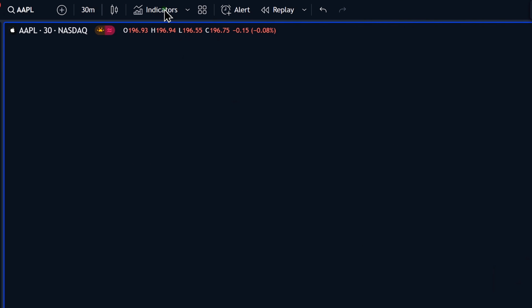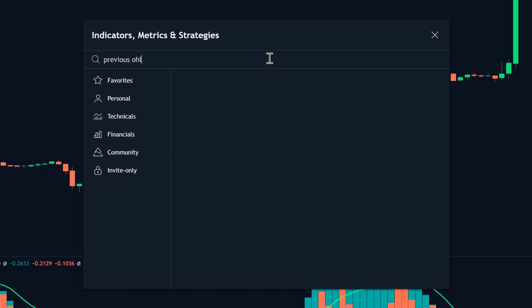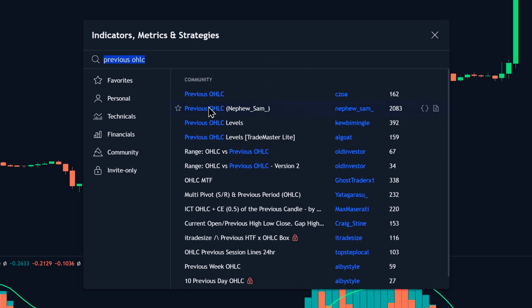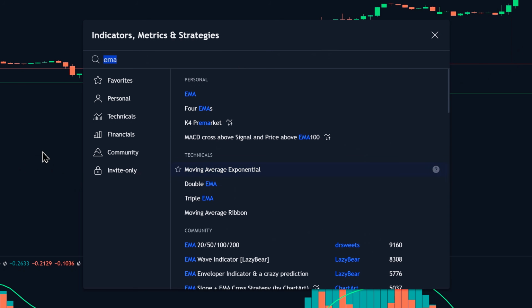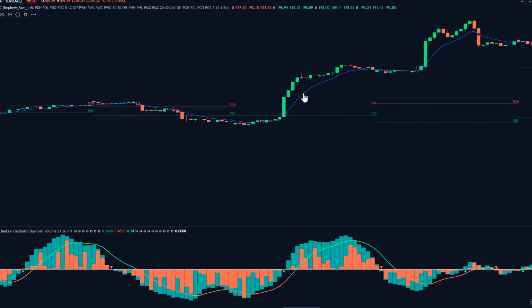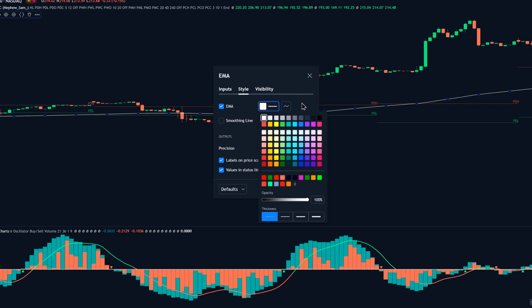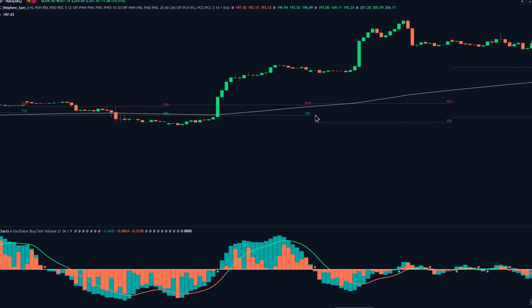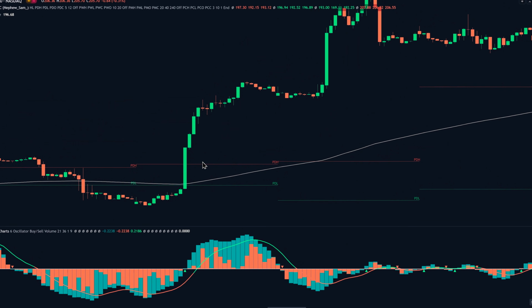Now, open the indicator search tab and type in previous OHLC. This one by Nephew Sam. Next, type in EMA, this one right here. Double-click on the EMA, change the length to 200, make it a bit brighter by changing the color to white, and then click OK. For the previous OHLC indicator, the default settings are gonna work fine, no need to change anything.